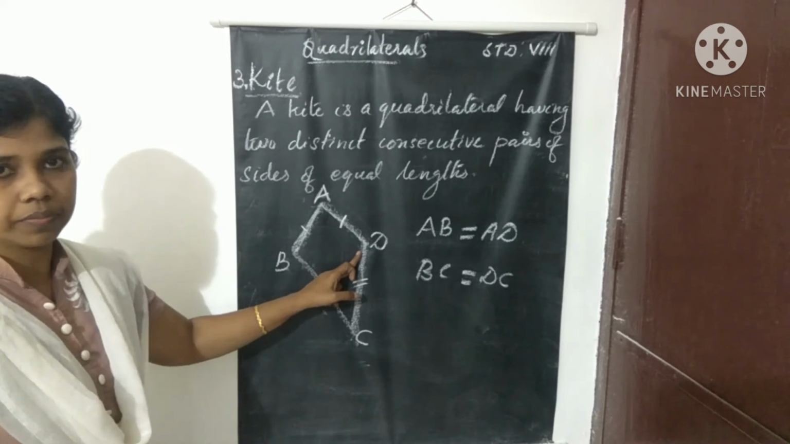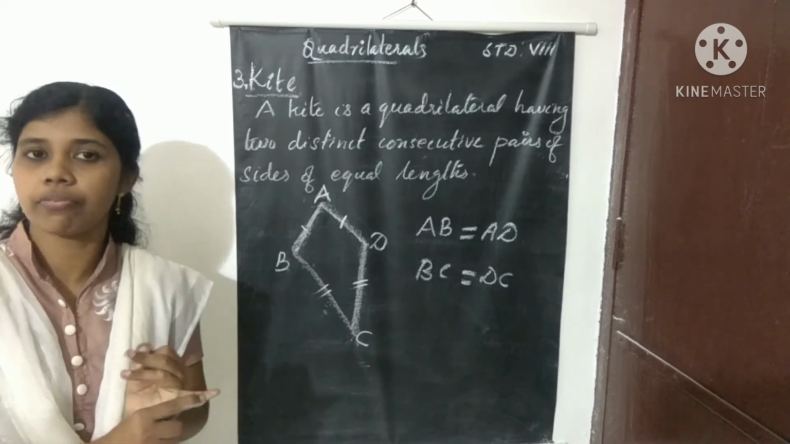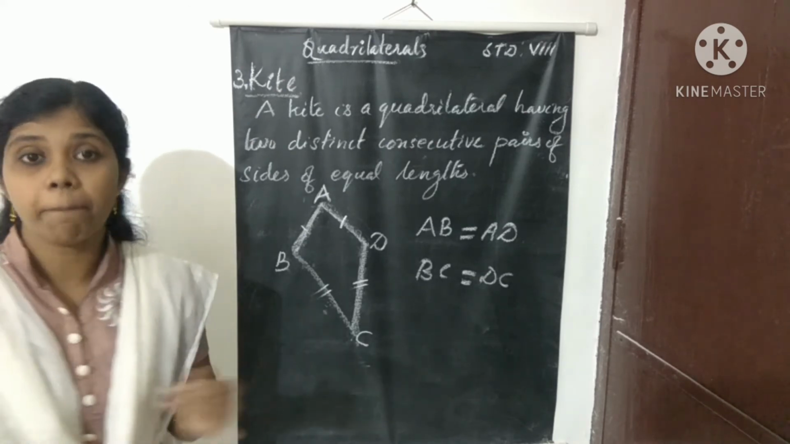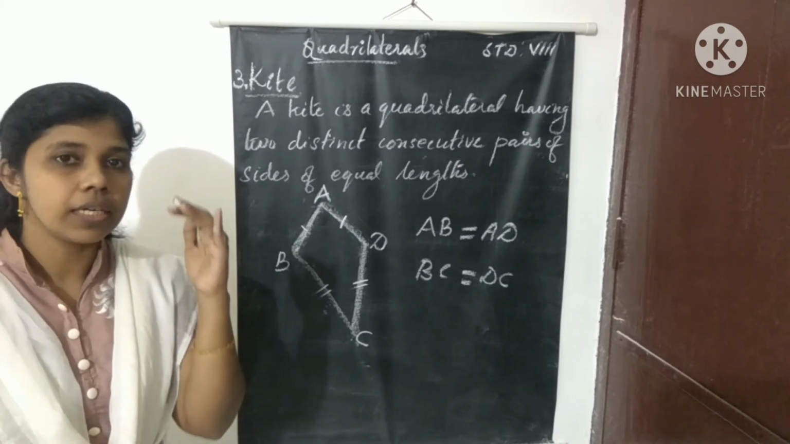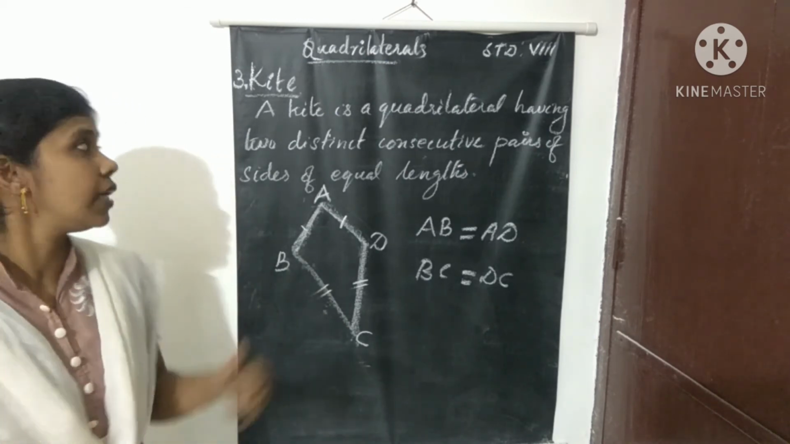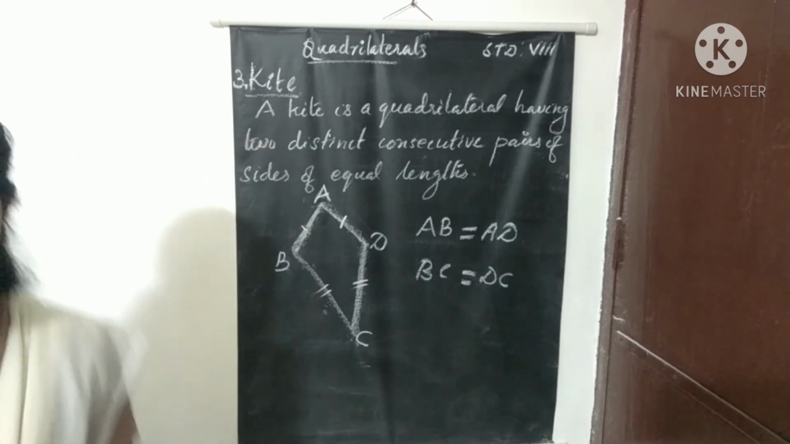Have you understood what we studied today? The first type of quadrilateral, the parallelogram. Next, the trapezium. Next, the isosceles trapezium. Then the kite. Have you understood? Let's write this also.